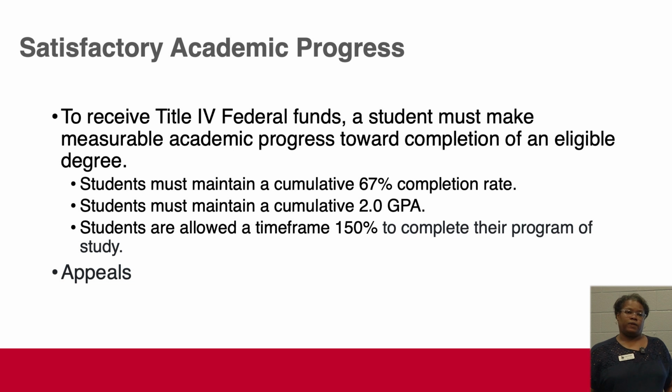Next is satisfactory academic progress. Basically, all students who receive financial aid are required to maintain a cumulative 67% completion rate. That includes any classes you have taken from the time you enrolled here at CVCC to the time that you leave CVCC. Even if some of those semesters you may not receive financial aid, we still have to include all those courses in your 67% completion rate. Students are also required to maintain a cumulative 2.0 GPA.